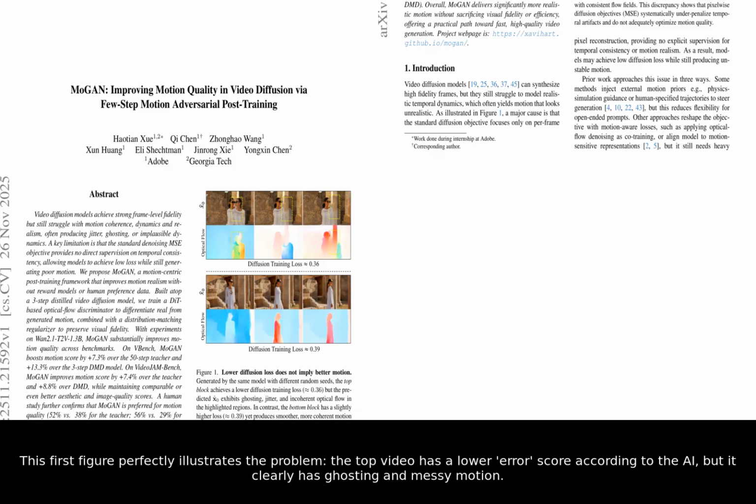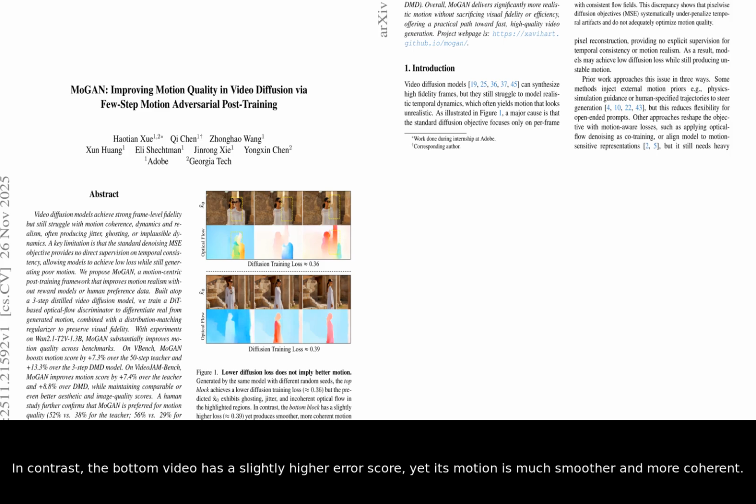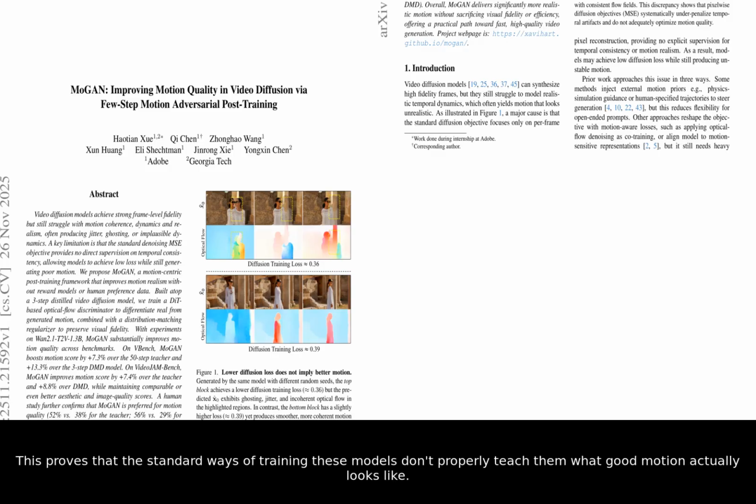This first figure perfectly illustrates the problem. The top video has a lower error score according to the AI, but it clearly has ghosting and messy motion. In contrast, the bottom video has a slightly higher error score, yet its motion is much smoother and more coherent. This proves that the standard ways of training these models don't properly teach them what good motion actually looks like.